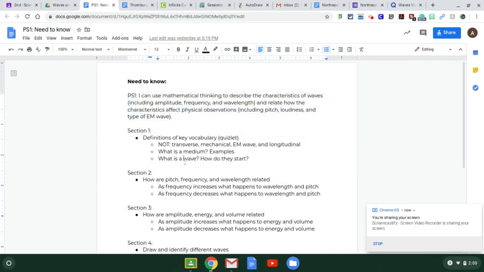So that's a lot of words, so let's break that down. Really what we're looking at is the relationships between these words and these words down here. If I increase amplitude, what happens to the loudness? If I decrease the wavelength, what happens to the pitch? We're going to be looking at those relationships throughout this reteach activity.